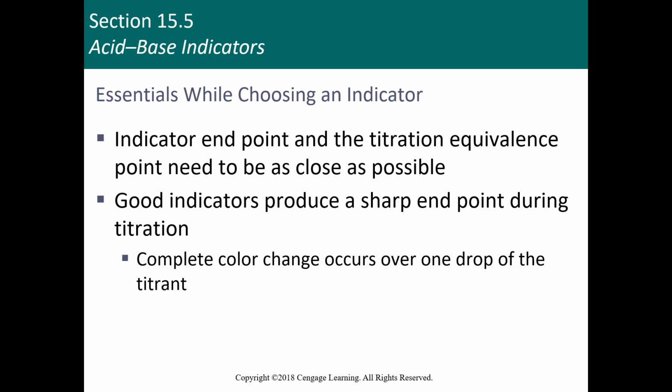Now, complete color change should occur over 1 drop of the titrant. So for a good indicator, half a drop actually is the best, but 1 drop would be the minimum, where you put a drop in and you stir it, you mix it, and bam, the color's changed, you're done, you don't put any more in, okay? If you put in 3 or 4 drops and then the color change happens, well, 3 or 4 drops is a significant part of a milliliter.